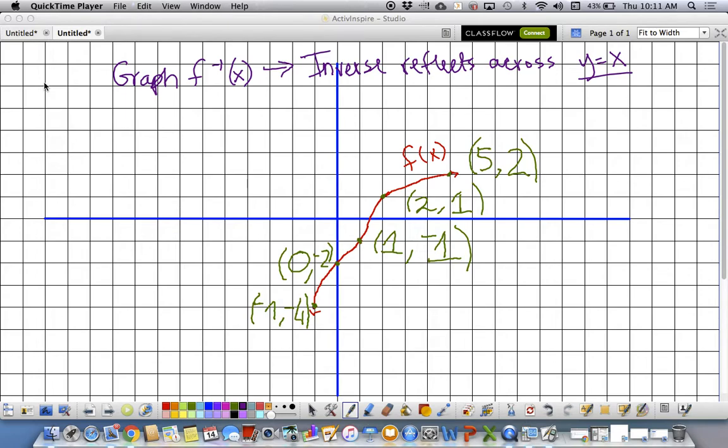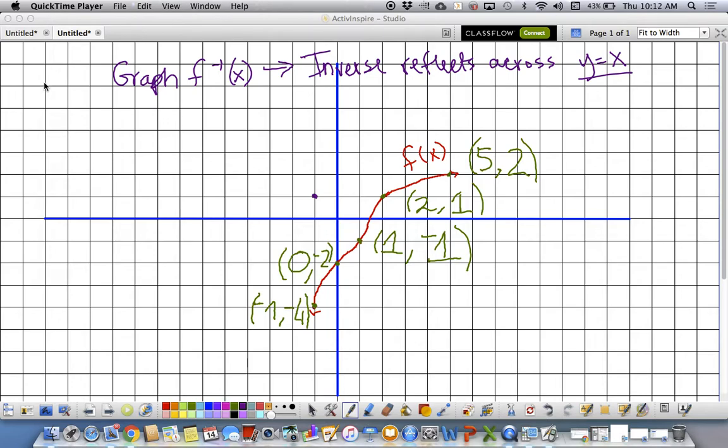I don't think it's right. Why not? Because your x's and your y's switch. Yes. Okay, so pick a point. Start with a point. Which point did you start with on your f of x? Did you start with 1, negative 1? No, I just thought you wanted me to start with 1.